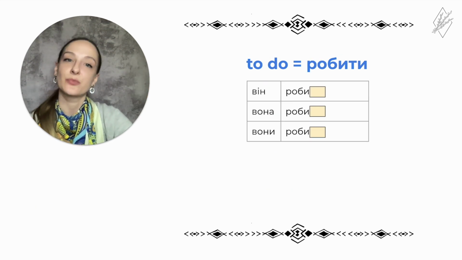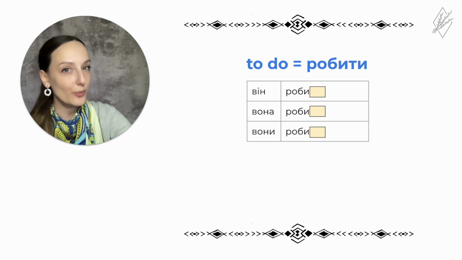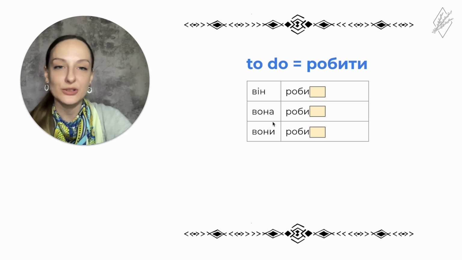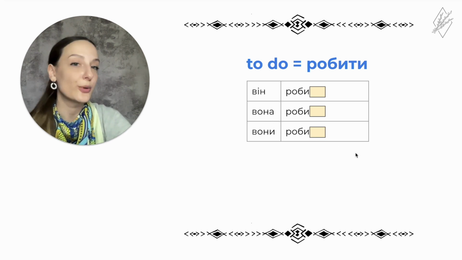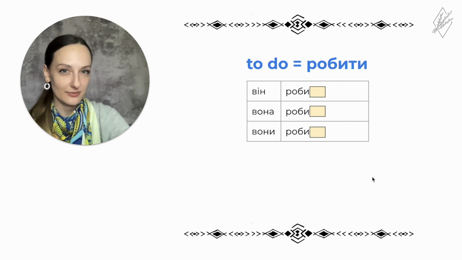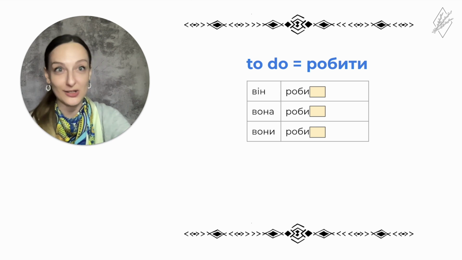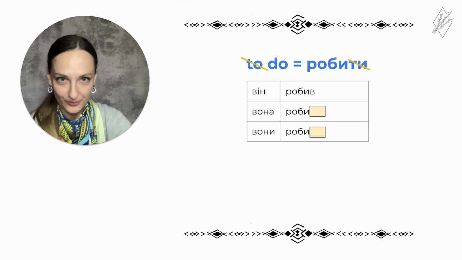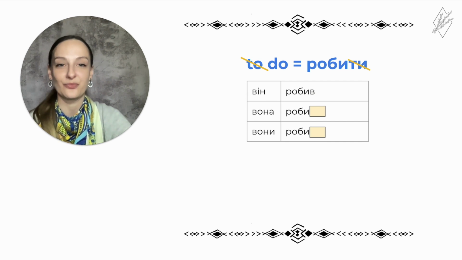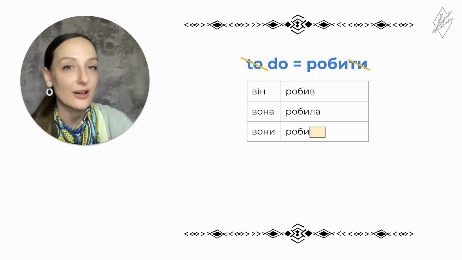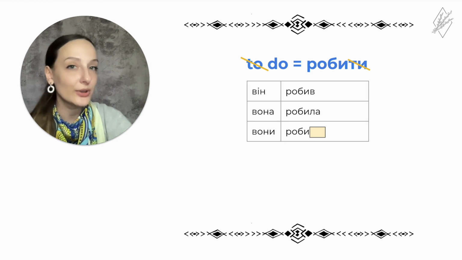Let's practice it. We have the next verb, to do. Робити. So how will you change it to masculine, feminine, and plural form? Which endings will you write here? So for він, which ending do we put here? Which suffix do we put? Він робив. For вона. Вона робила. For вони.